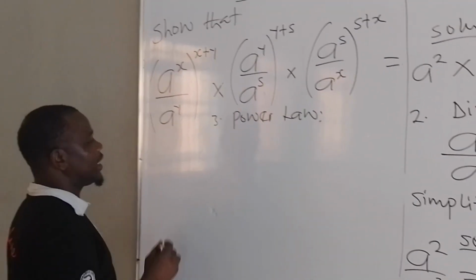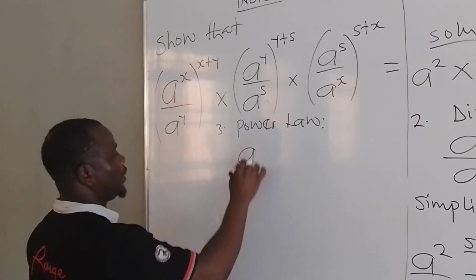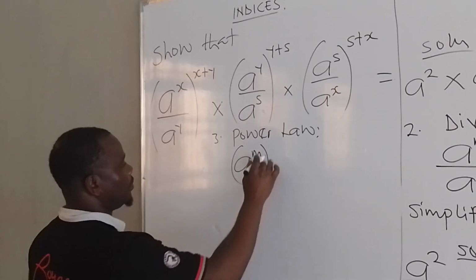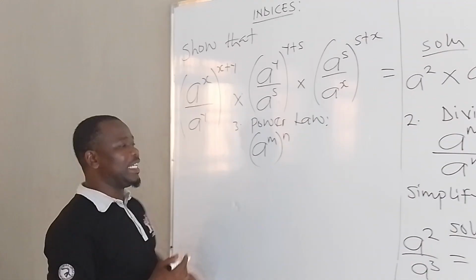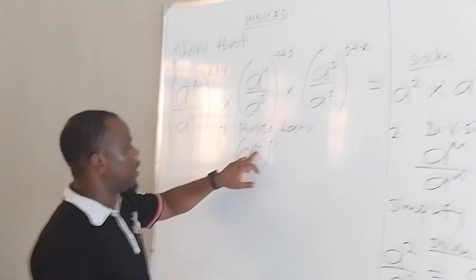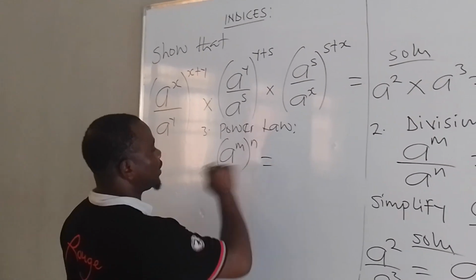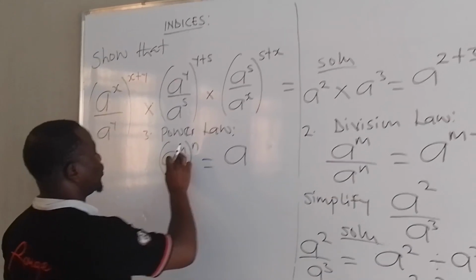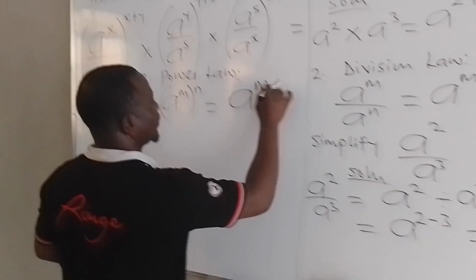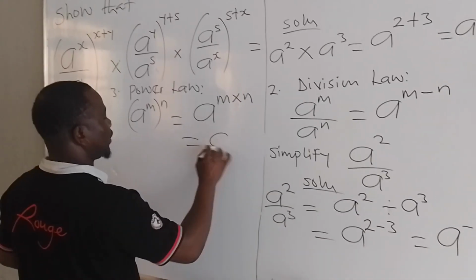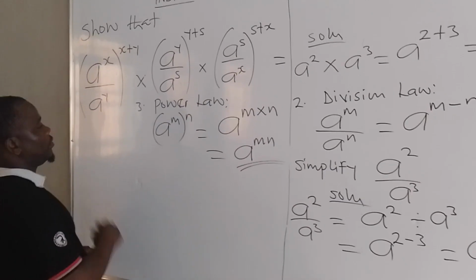The power law is for when we have indices of this form: a raised to the power of m, all in brackets, raised to the power of n. This means that this is a power and this is another power. So this is the same thing as a raised to the power of m times n, which is the same thing as a raised to the power of mn. Okay? So let's try one example.